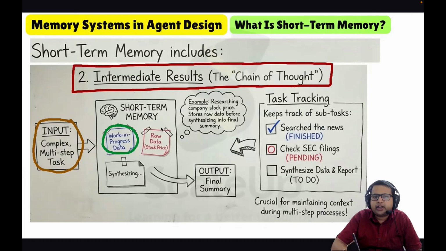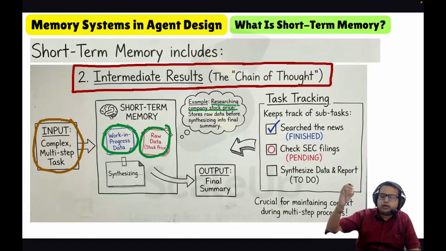Also the raw data, we can store in the short-term memory. Let us look at an example. If an agent is trying to research a company's stock price, then it will store the raw data in short-term memory before it synthesizes that data into the final summary for you.